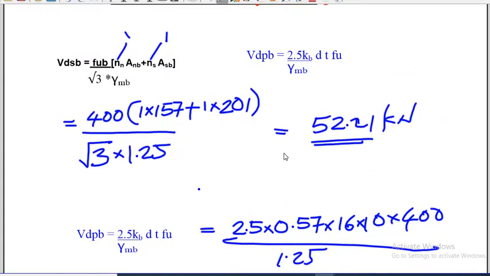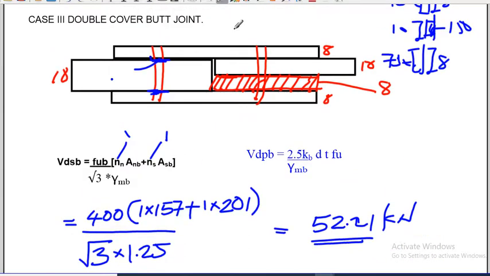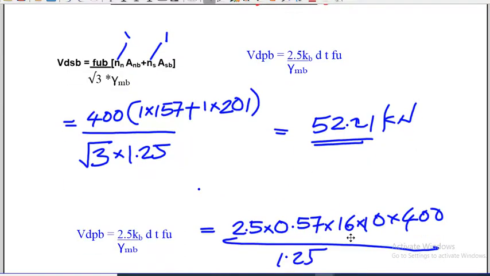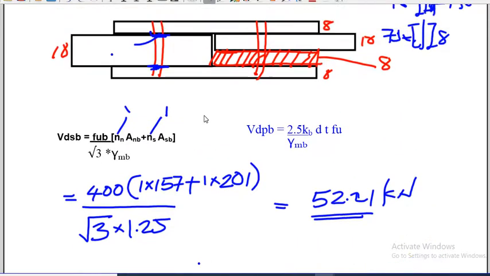One more thing I would like to highlight here. Because you are using a packing plate, as we discussed in the previous classes, if the thickness of the packing plate is greater than 6 mm, as per the code, you should use a reduction factor called beta PKG.